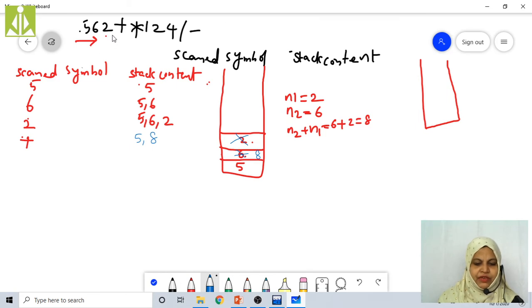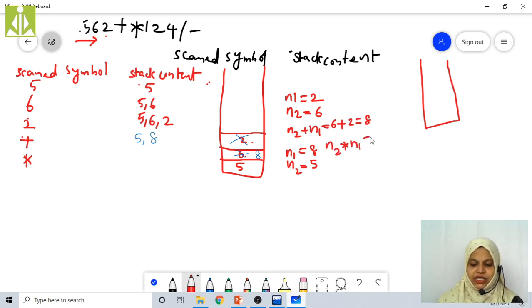Now what is the next symbol? Star. Star is an operator, so you have to delete the top two elements. Now the stack consists of 8 comma 5. First you delete the first element, n1 equals 8. Then you delete the second element, n2 equals 5. Then you perform the operation n2 star n1. Here n2 is 5. 5 star 8 is 40.